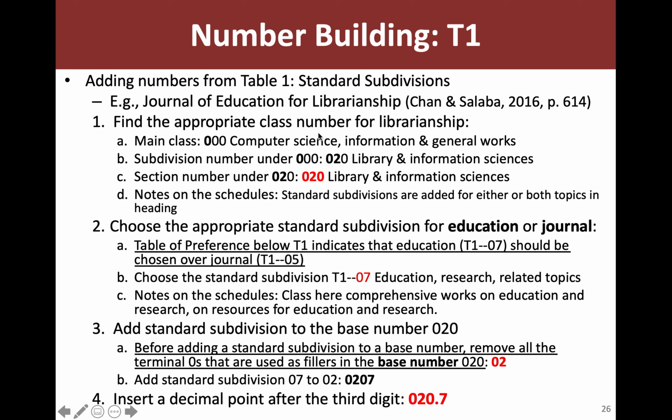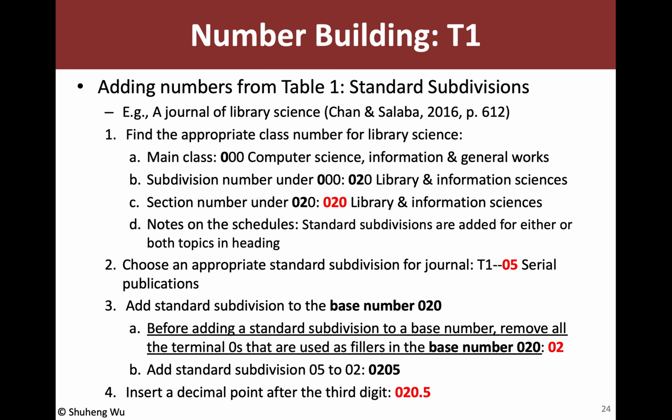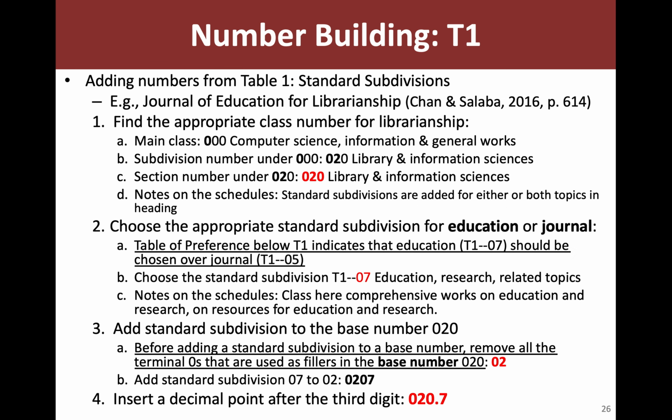This is a journal of education for librarianship. And the logic of building this DDC number is that we should first find the appropriate class number for librarianship and then add the standard subdivision from Table 1 to the base number representing librarianship. And actually, we just identified the notation representing library science for the example on slide 24, which is 020, right? So the class number for librarianship is 020.